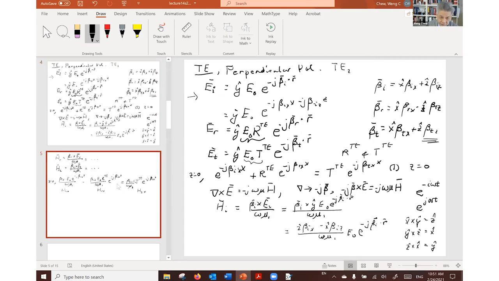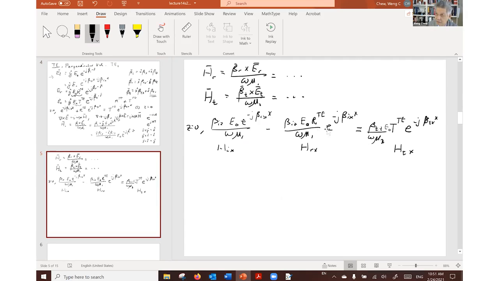Okay. Second equation, the same thing holds. I need this equation to be satisfied for all x. The beta must be the same. So I immediately conclude that by eyeballing the equation, beta_ix must be equal to beta_rx must be equal to beta_tx. Okay, this is called phase matching. Otherwise the boundary condition cannot be satisfied. Physicists like to call this momentum matching, because momentum is the same as phase to them. The beta vector is also called the momentum vector.